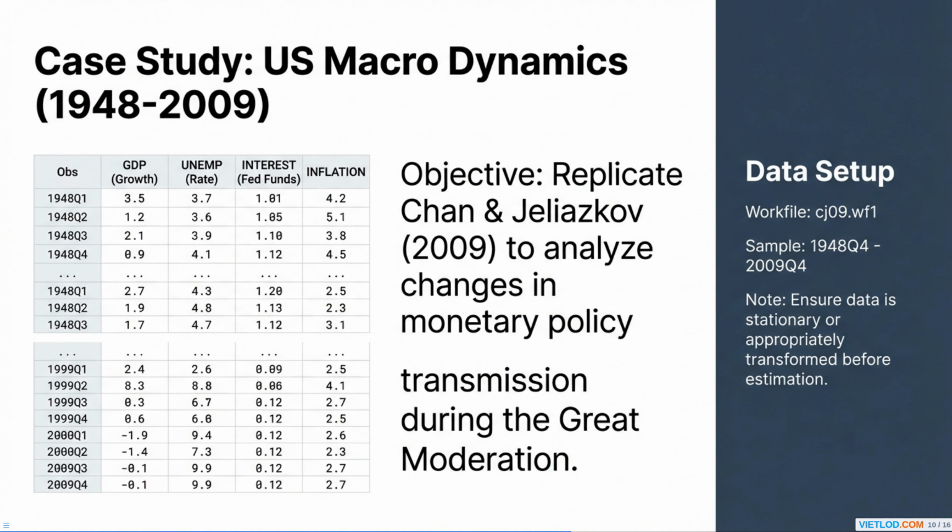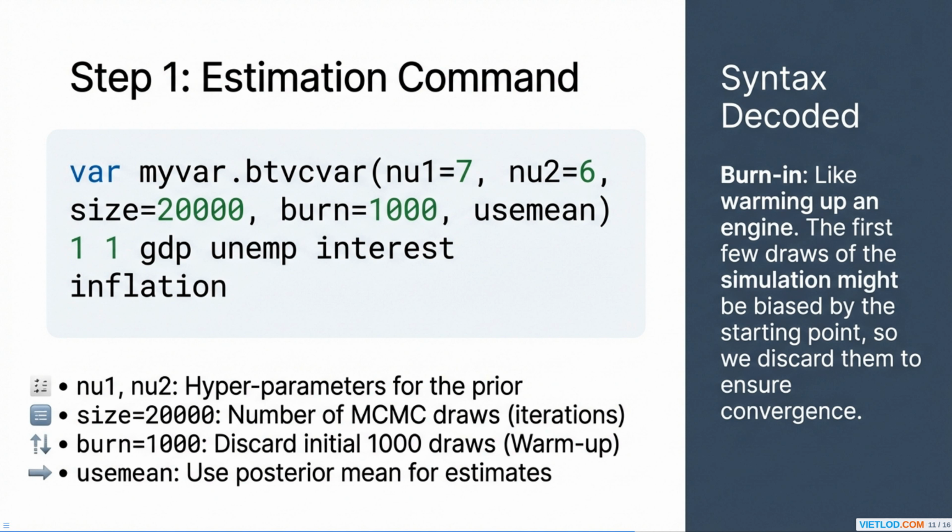For our case study, we will replicate the analysis of Chan and Jeliazkov 2009 on U.S. macroeconomic dynamics. The objective is to analyze how the transmission of monetary policy changed over time, particularly during the period known as the Great Moderation, when economic volatility decreased. The dataset spans from 1948 to 2009 and includes variables like GDP growth, the unemployment rate, inflation, and the federal funds rate. Before estimation, it is essential to ensure all data are stationary. This might require transformations like taking first differences for variables that have a unit root.